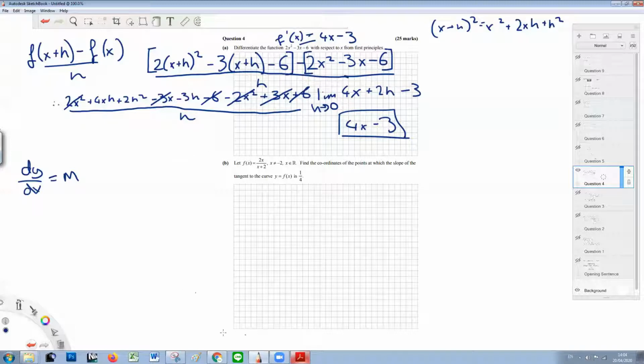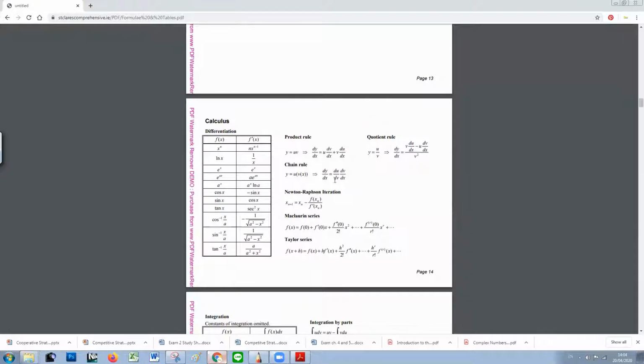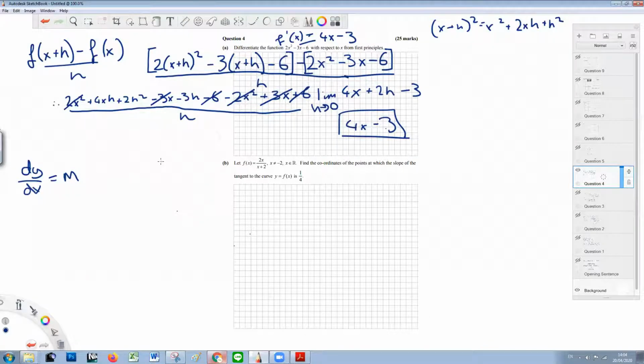And we should know from our maths tables again, if we go to the calculus part. Now my maths tables might look a tiny bit different than what you're used to, but they will be the same. So you'll have y is equal to u over v, the quotient rule. So dy/dx is v du/dx minus u dv/dx all over v squared. So I need to use the quotient rule.